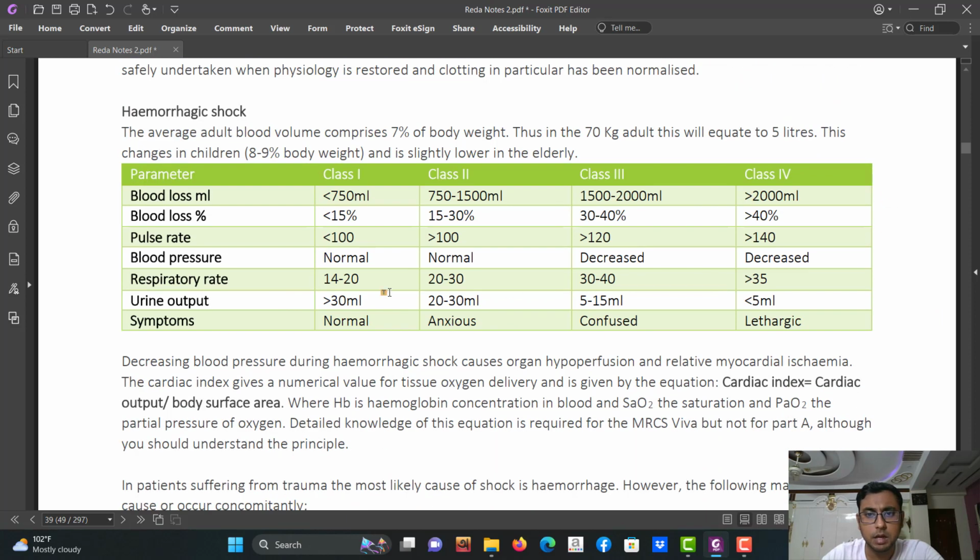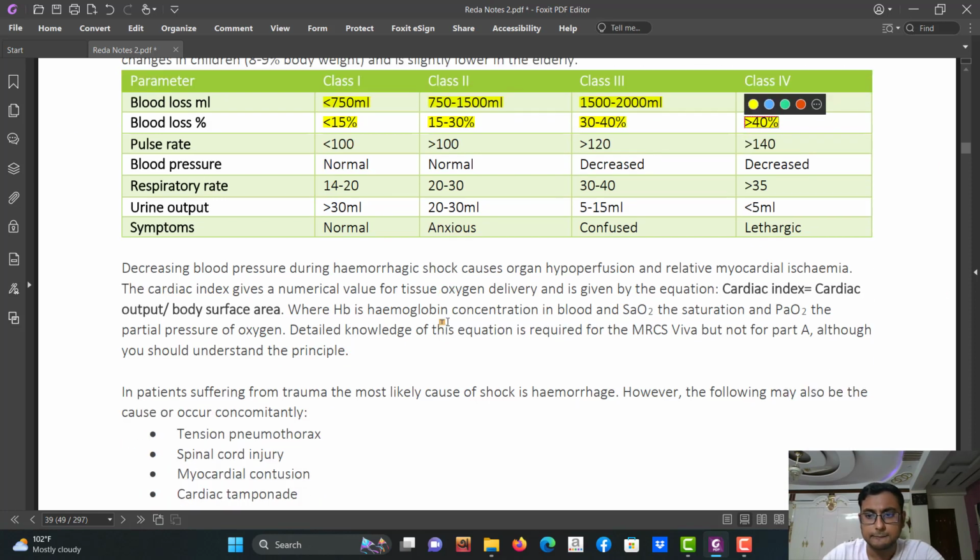So there are some classifications of hypovolemic shock. If the loss is less than 750 ml, it is class 1; 751 to 1500 is class 2; 1500 to 2000 is class 3; and more than 2000 is class 4. That is 15%, 15 to 30%, 30 to 40%, and more than 40%. So this is the classification of blood loss. Okay, and so cardiac index, what is the cardiac output and body surface area? Cardiac index gives a numerical value of tissue oxygen delivery and is given by the equation.